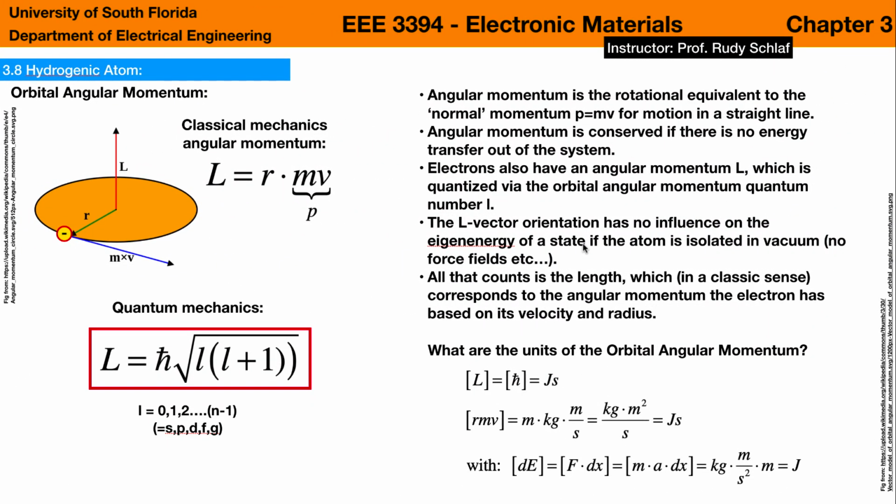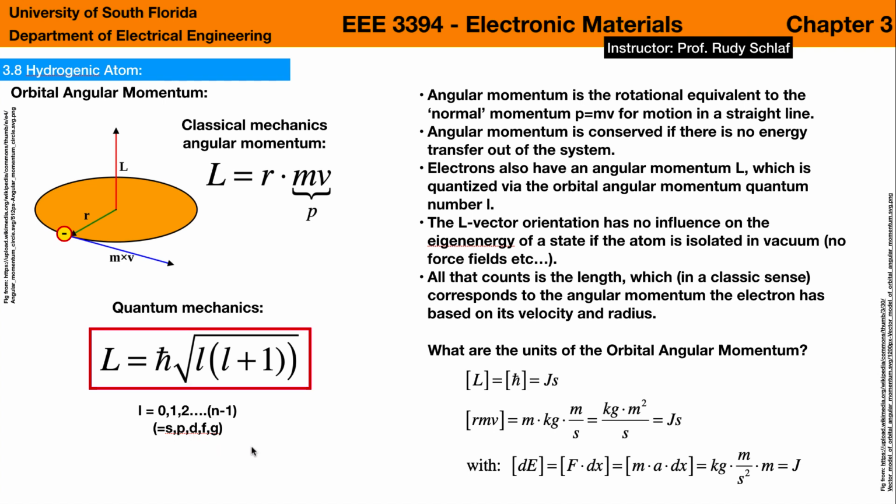Okay, now let's have a look at the orbital angular momentum of electrons in the hydrogenic atom. If we draw the analogy to the classical mechanics case, the angular momentum L is just the radius of the rotating object times its momentum, so we have r times mv. In the quantum mechanical case, we calculate L by multiplying Planck's constant h-bar with the square root of L times L plus 1. And remember, L goes from 0 to n minus 1, and the L quantum numbers correspond to the subshells s, p, d, etc.